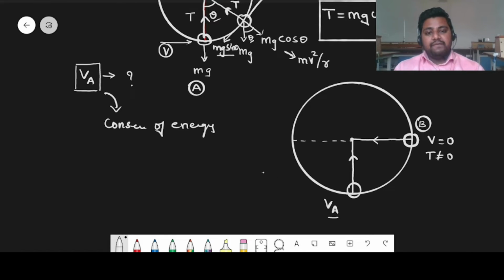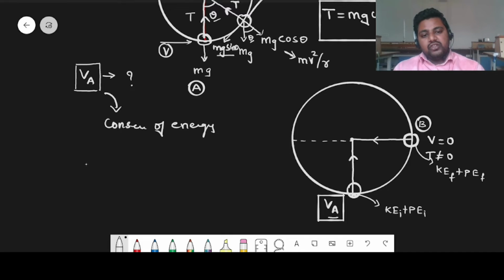Now, if we are using this as our analysis point, the forces acting on it are different. We are analyzing in terms of conservation of energy. So the initial energy that it possesses here is kinetic energy initial plus potential energy initial. Here the energy that it possesses will be kinetic energy final plus potential energy final.